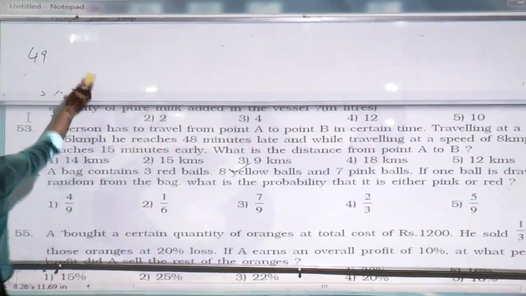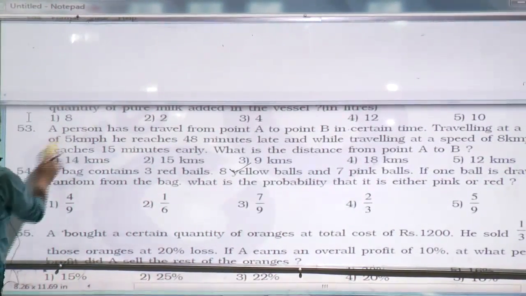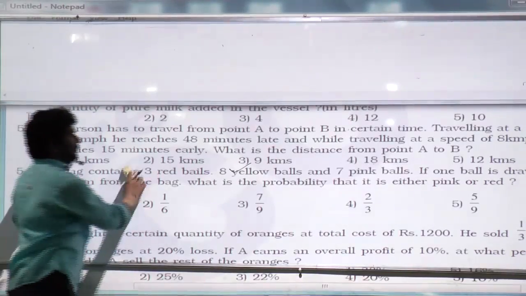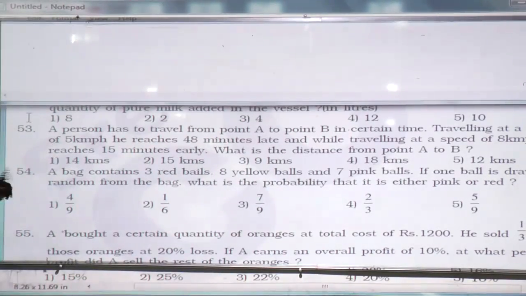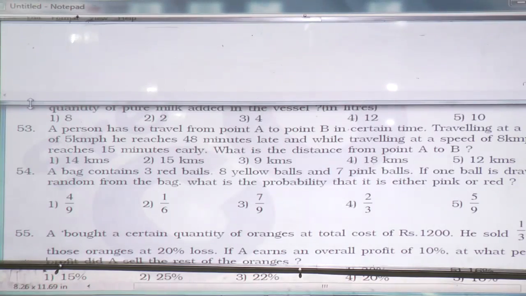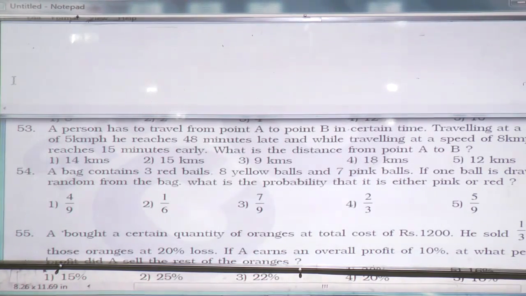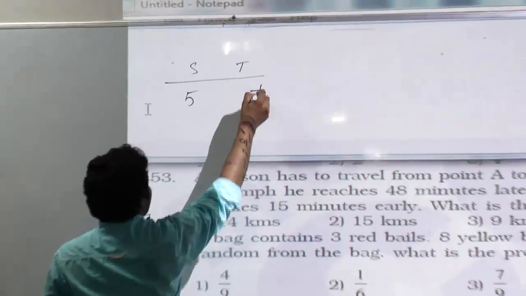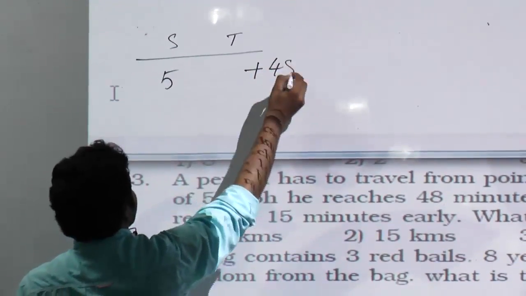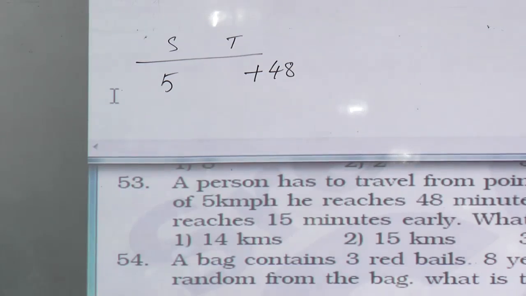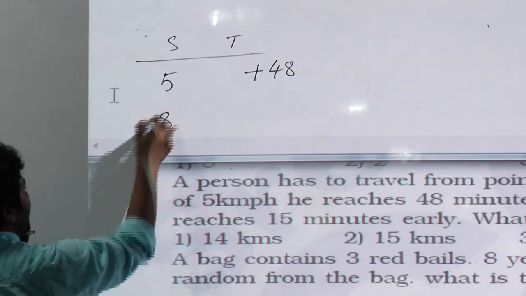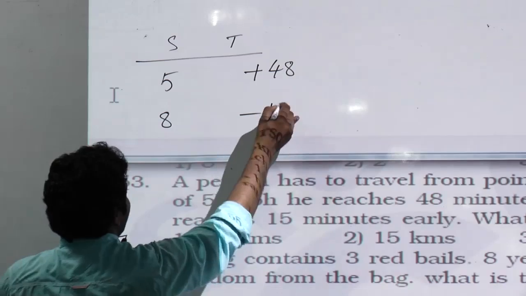A person has to travel from point A to point B in a certain time. Traveling at a speed of 5 km per hour, he reaches 48 minutes late, and while traveling at the speed of 8 km per hour, he reaches 15 minutes early. What is the distance from point A to B? Right. Now, with the speed of 5 km per hour, he is late by 48 minutes, and moving with 8 km per hour, he is early by 15 minutes.